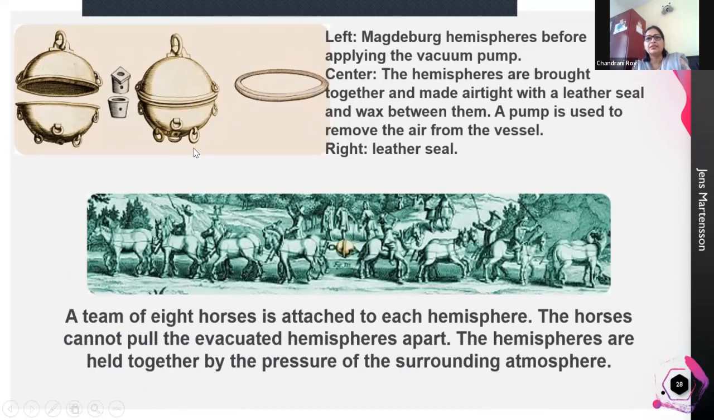So Otto von Guericke, in fact, did a historic experiment where he first used a vacuum pump to make airtight hemispheres. These hemispheres were locked together with wax and a leather seal, and a pump was used to remove the air. So this is what it looked like. And then a team of 8 horses attached on either side of the sphere could not pull this sphere apart because of the tremendous atmospheric pressure.